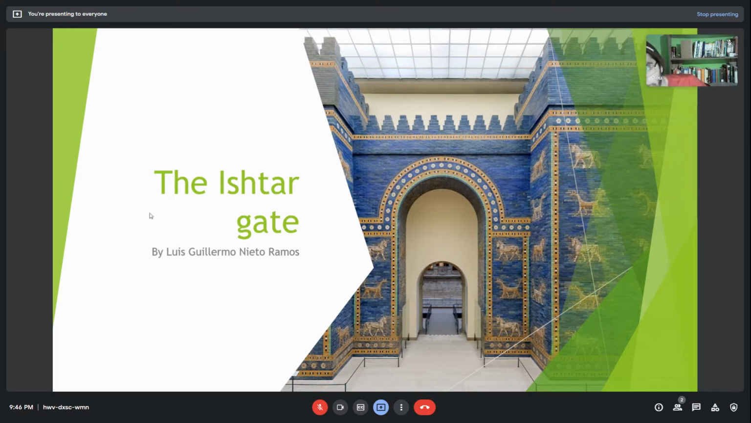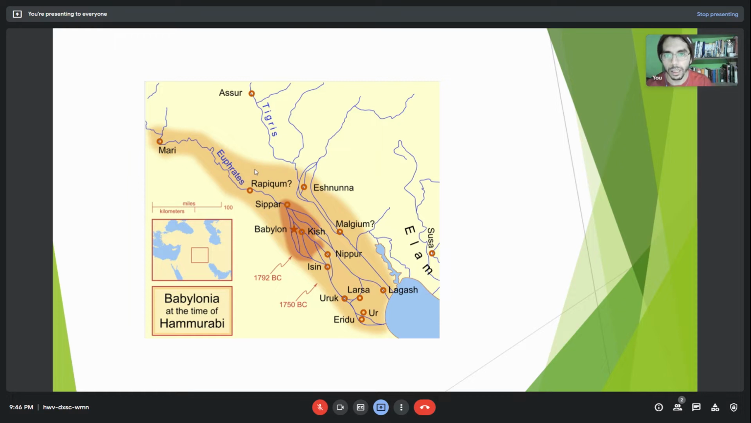I will present to you the Ishtar Gate. So, what is the Ishtar Gate? This gate is part of the ancient city walls of the ancient city of Babylon.